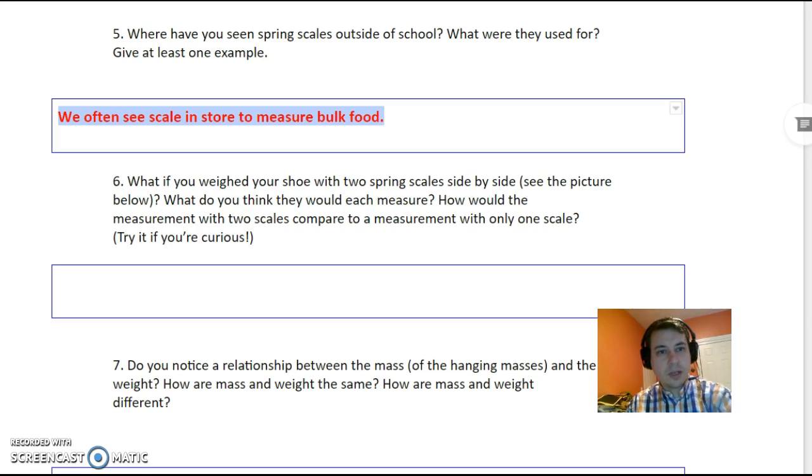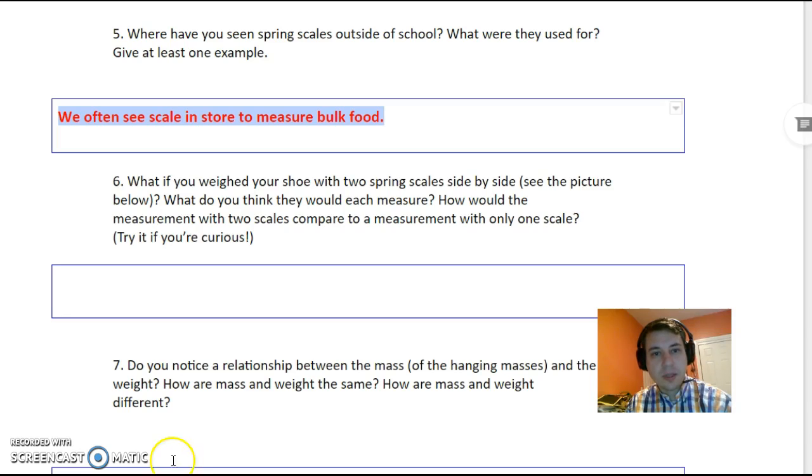Where do you often see spring scales outside of school, and what are they used for? We often see them in grocery stores, especially in the bulk food sections or the produce section where you're going to buy food by weight. Often we buy things in boxes or already measured out, but when you get to pick it out and then buy it, you often need a scale there to find out what is the weight that you are purchasing.